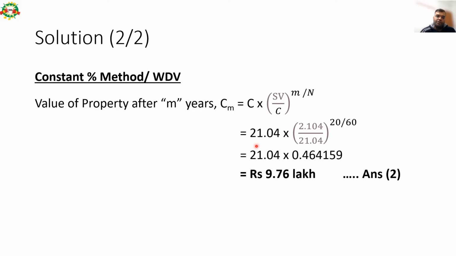So 21.04 lakh rupees is RCN, which we calculated in the last slide, and that means salvage value is 10% of the RCN. It is equal to 2.104, and again RCN is given.